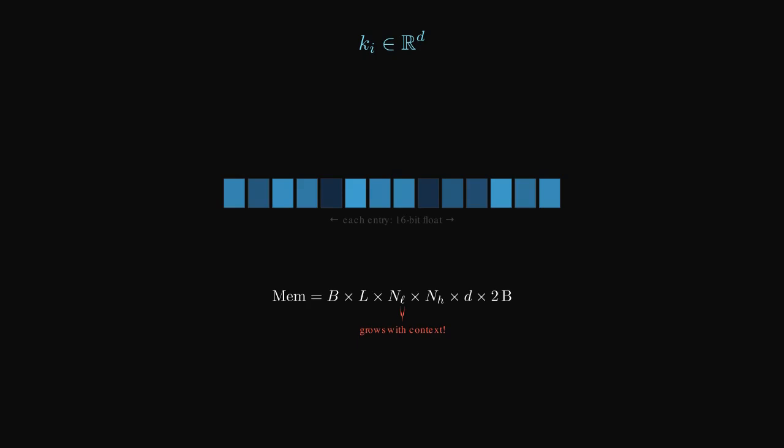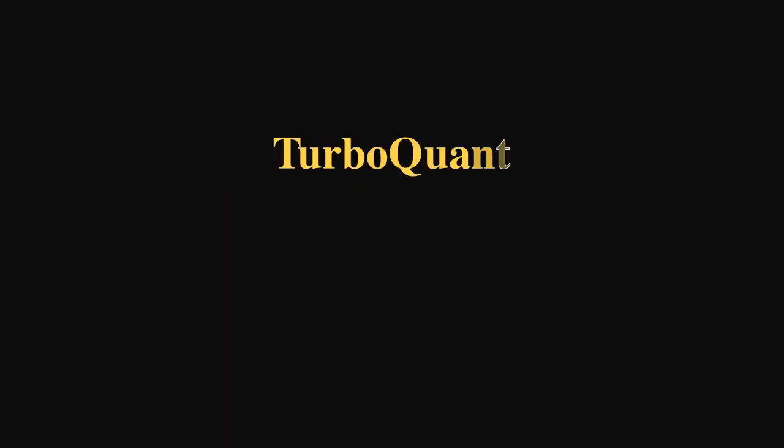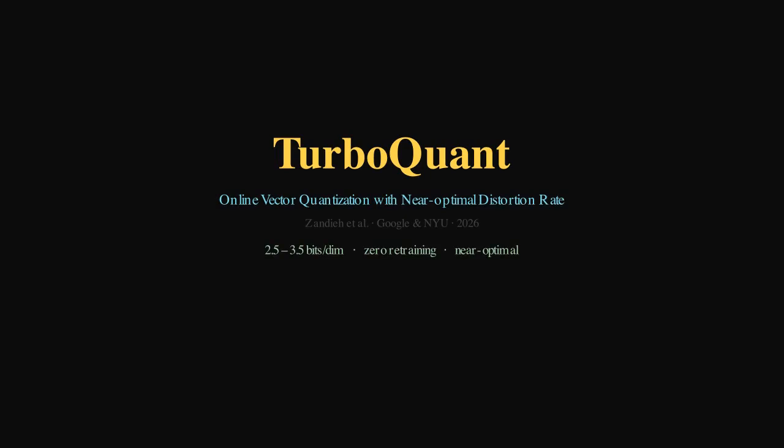Today, we're looking at a paper from researchers at Google and NYU called TurboQuant. It proposes a mathematically beautiful way to compress these high-dimensional vectors down to just 2.5 or 3.5 bits per dimension with virtually zero loss in model quality. And it does this without any retraining. To understand how, we have to talk about the geometry of high-dimensional space.